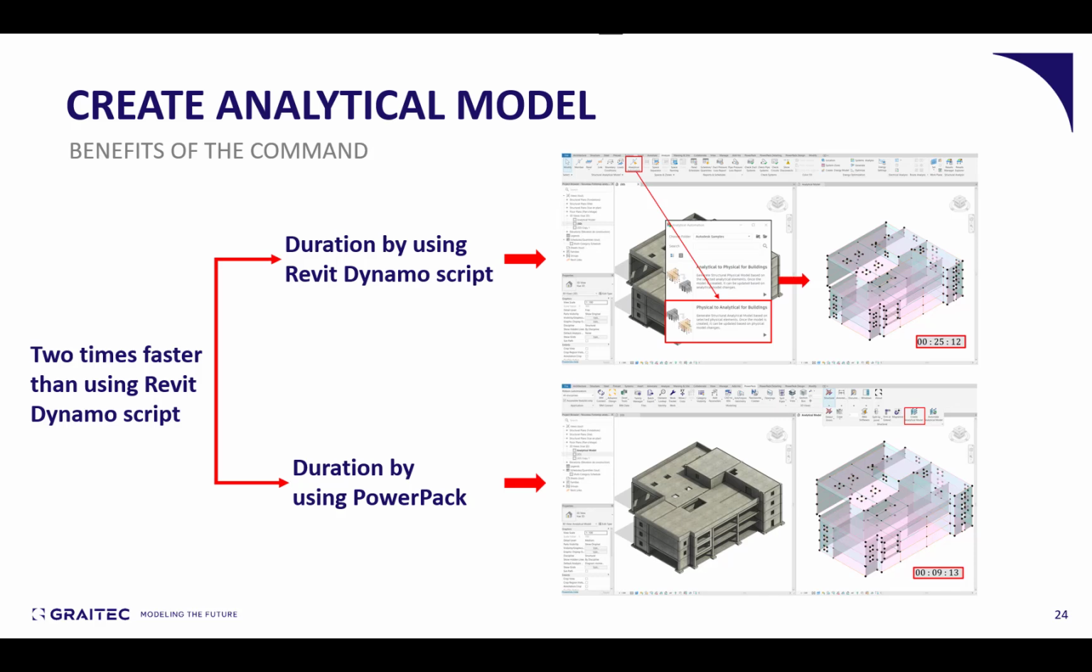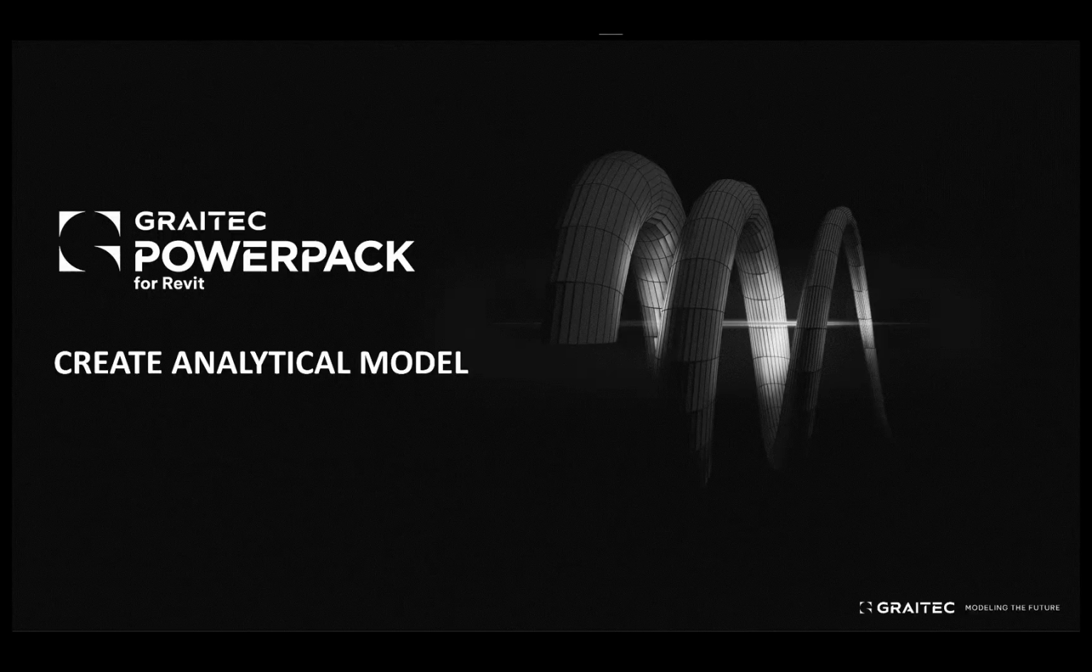As you can see here, we did a comparison, and for this model, the small example that I used to showcase some key functionalities of our Power Pack, using the Dynamo scripts it took 25 seconds and only 9 seconds using the Power Pack. So you multiply the speed, I would say, by 2. There is a factor of 2. In bigger models, you can also have a more important gap between what the Dynamo script will propose and our command.